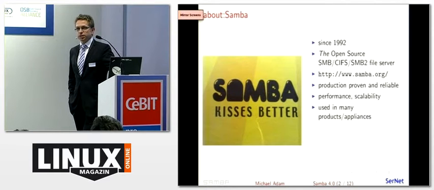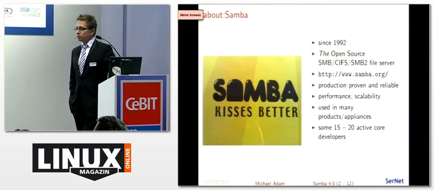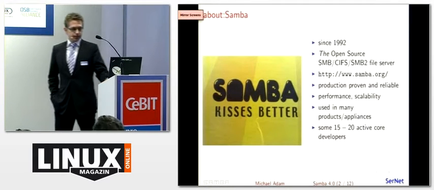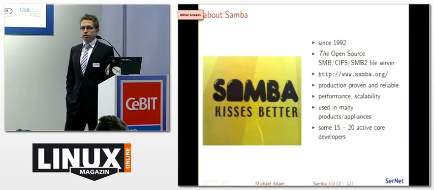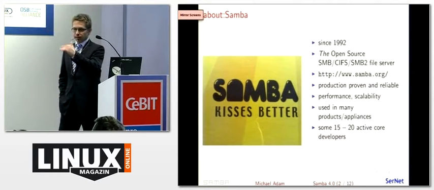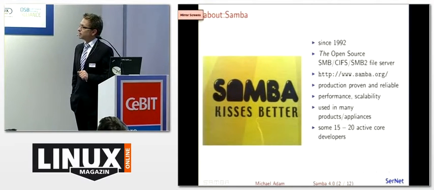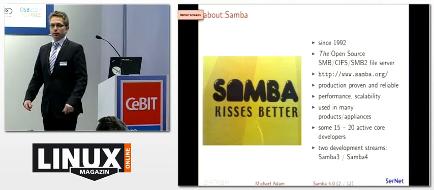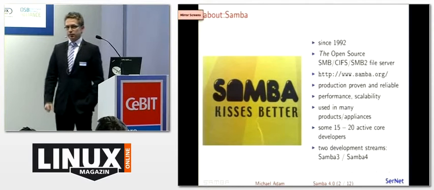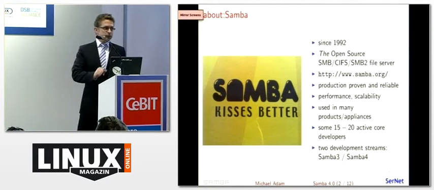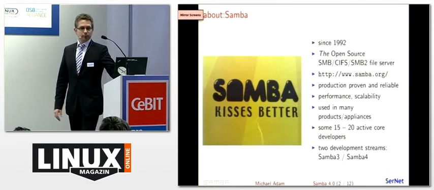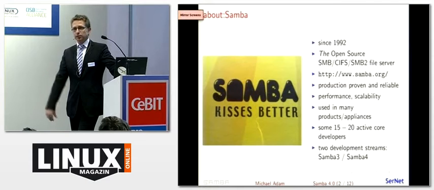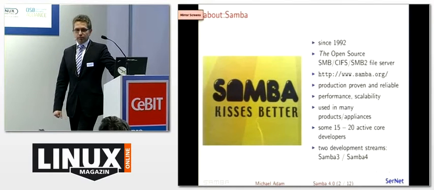Maybe some words about the Samba team. There are roughly 15 to 20 active developers of Samba worldwide. The Samba team page states roughly double the number, but really active developers currently are this number. And there have been, since a couple of years now, basically two streams of development, Samba 3 and Samba 4. I will tell a little bit in more detail about these two development streams in a minute, but first let me tell you a little bit about my company, SerNet, the company I'm working for.